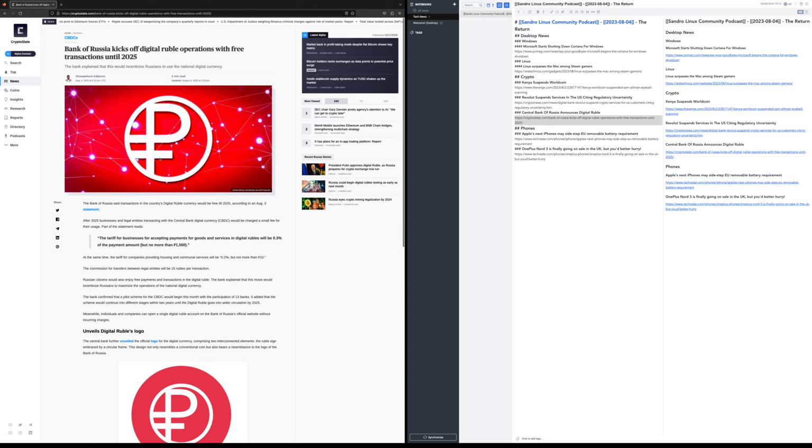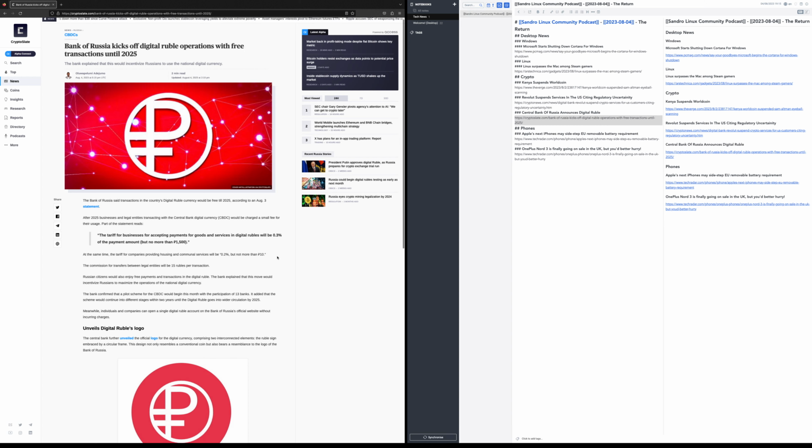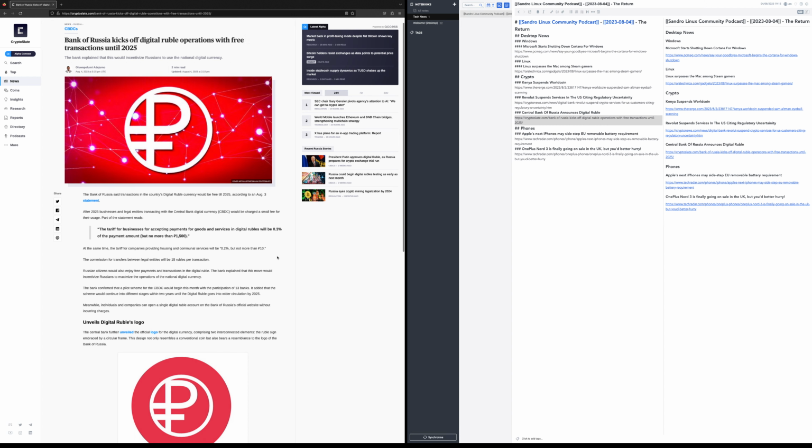So the next story is... I've accidentally jumped a story here. The next story that we're going to be covering is that the Bank of Russia... This is kind of crypto-related. The Bank of Russia has started digital ruble operations, and they're offering free transactions until 2025.